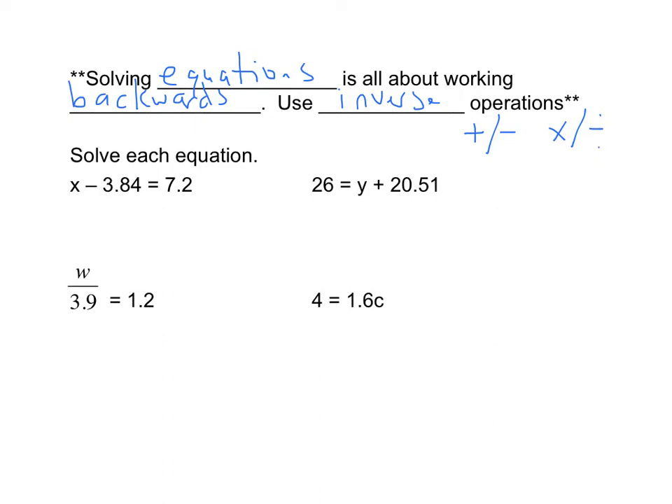Our first problem I'm going to look at is x minus 3 and 84/100 equals 7 and 2/10. Since I'm subtracting, I'm going to do the inverse of that. Remember, we've got to keep it balanced. I'm going to add 3 and 84/100 to both sides. Now the biggest thing to remember too is that we need to make sure we line up our decimal points when we add. Those cancel out, and on the left side I'm left with just x.